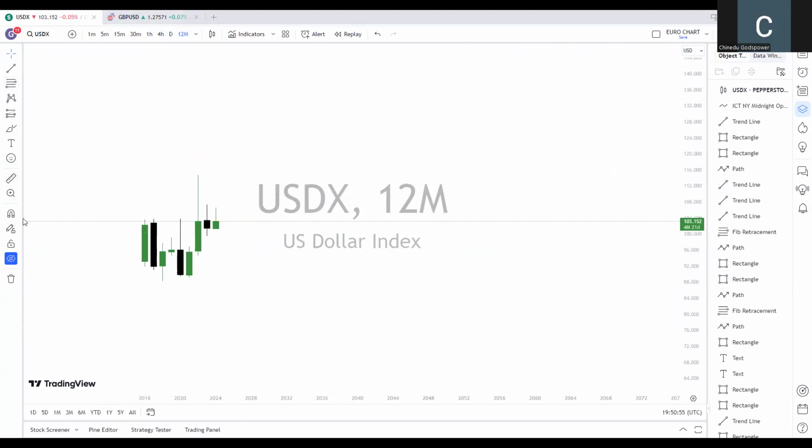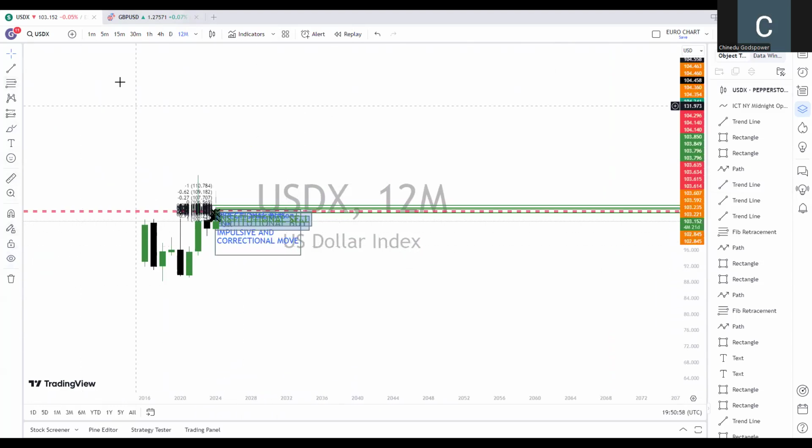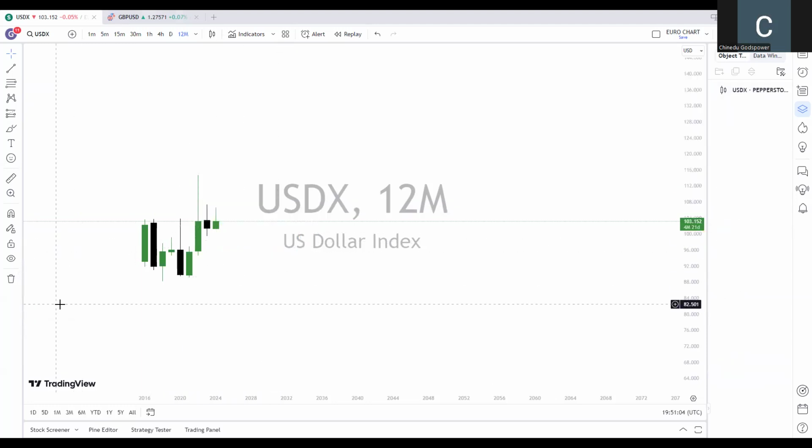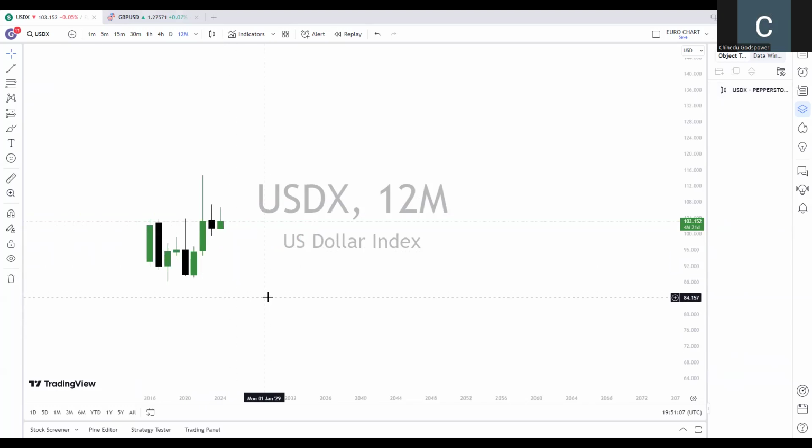Normally, the way we do an analysis, we start from the yearly time frame, and you can see that we've had a lot of drawings we already did before, so I'm going to erase everything. So we're going to start from the beginning.